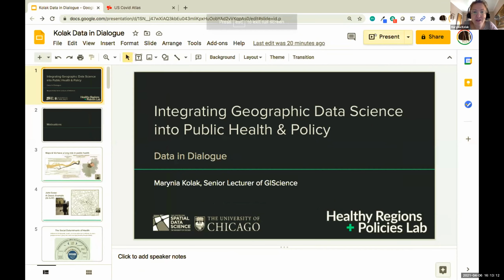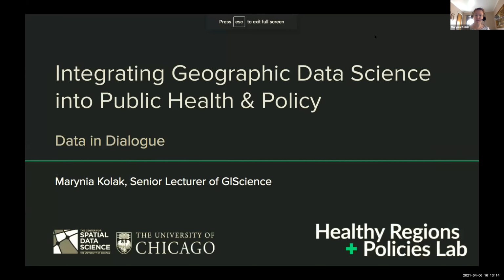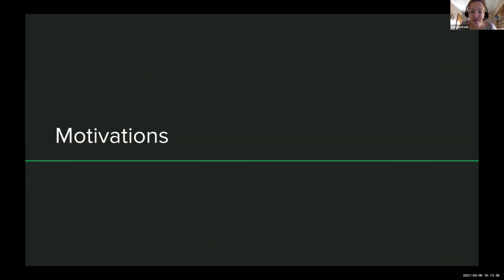I'll be talking about a couple different things today. While I'll be focusing on the Covid Atlas specifically, a lot of what I'll be talking about will be positioning that within how we can best integrate geographic data science or geographic approaches within the landscape of public health, GI science, and that sort of thing into public health and policy.